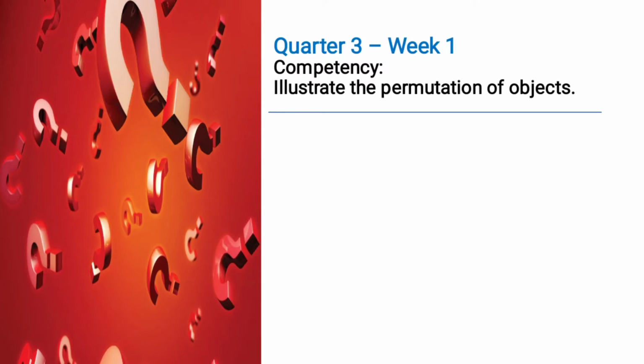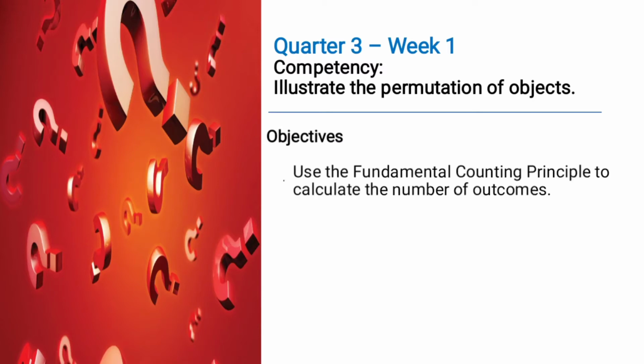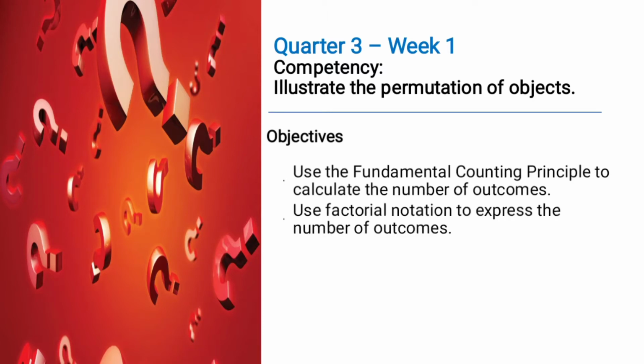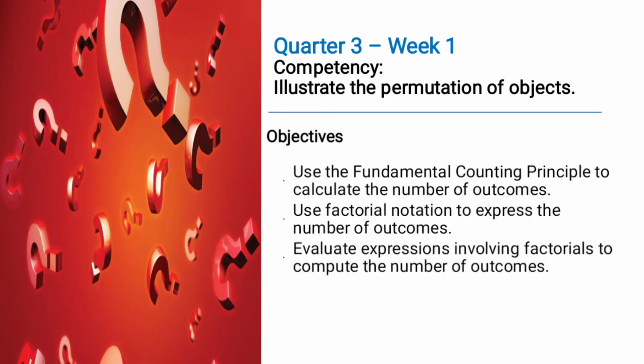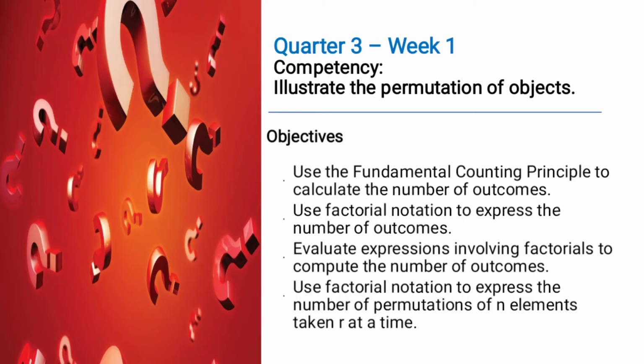Today's lesson, we are going to discuss Quarter 3, Week 1, Module 1. It is about permutation of objects and these are the following objectives of this lesson. First, for us to be able to use the fundamental counting principle to calculate the number of outcomes. Second, use factorial notation to express the number of outcomes. Third, evaluate expressions involving factorials to compute the number of outcomes. Lastly, use factorial notation to express the number of permutation of n elements taken R at a time.